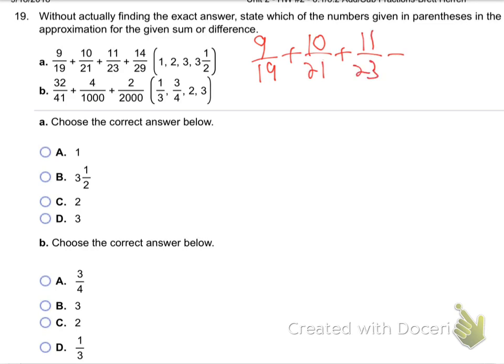11 over 23, 14 over... Now, let me help you get a strong sense of that. As you look at this, I would try to think of these as really simple fractions that are close to that. So 9/19, that's close to what fraction?